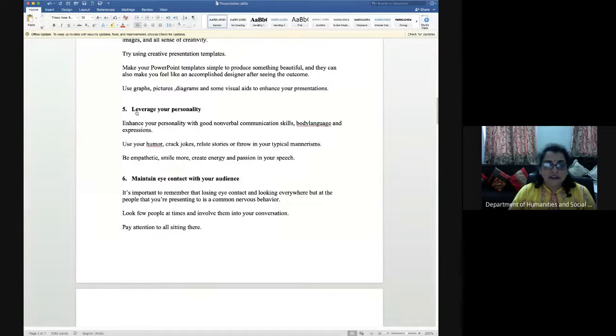Then you have to leverage your personality. That means that you have to improve your personality when you are speaking. So one should be having a good non-verbal communication skills, good body language and expression. So this is how your personality would be like more powerful when you're speaking. So your expressions are going with your body language, and it is just perfect when you are speaking, and the hand movements and when you're walking on the stage, the confidence you are showing. So it all develops your personality, and that is how you can improve your personality skills by body language, non-verbal skills, and expressions.